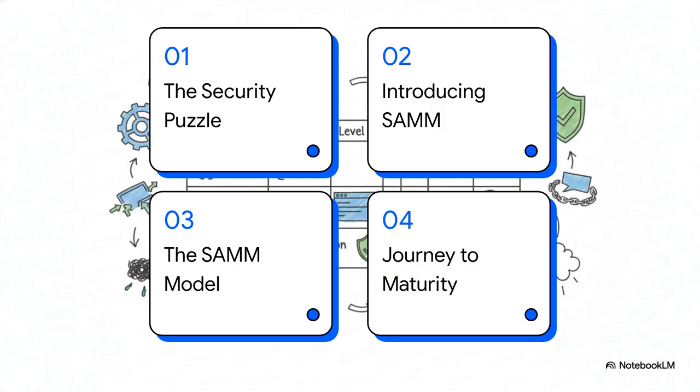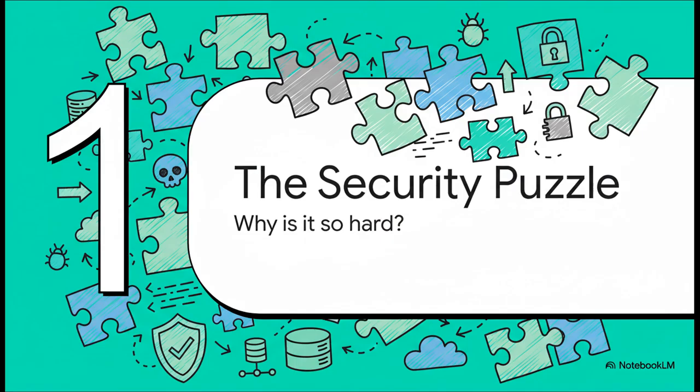So here's our game plan for this explainer. First, we'll look at the security puzzle itself. Then, we'll introduce our map, the SAMM framework. After that, we'll break down how to actually read that map. And finally, we'll talk about how you can chart your own course on the journey to security maturity. All right, let's dive right in.